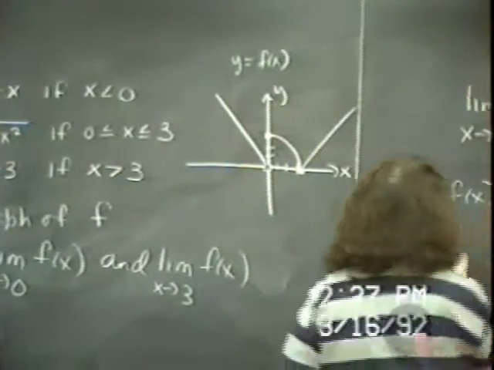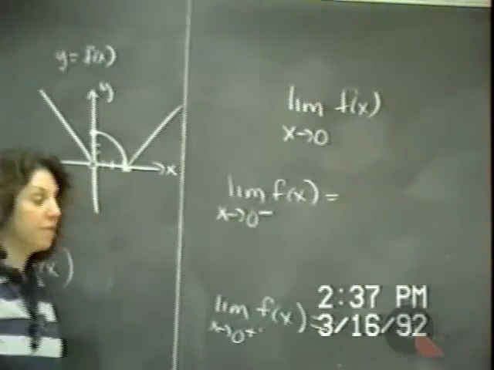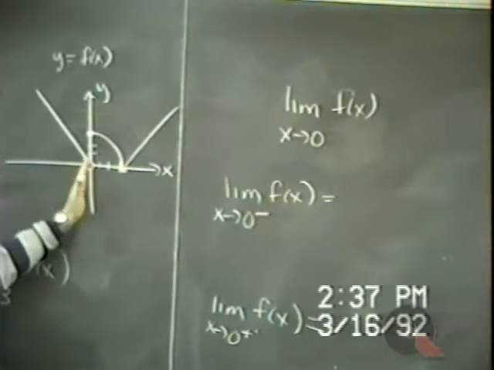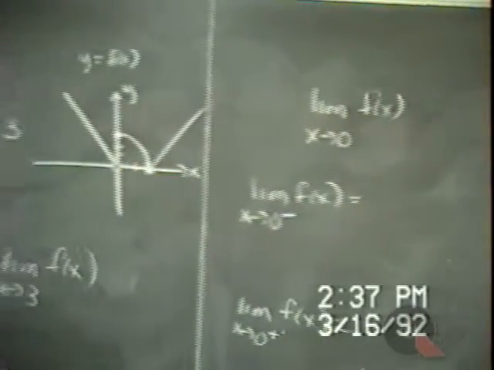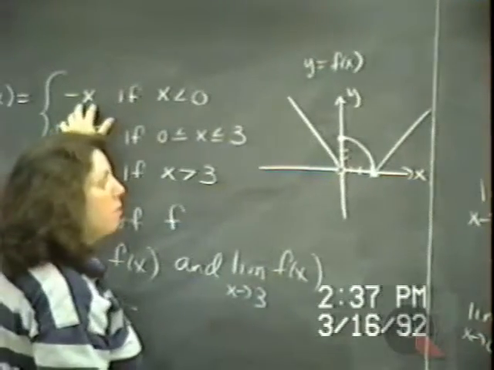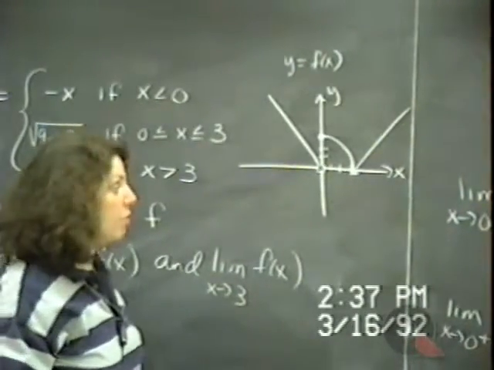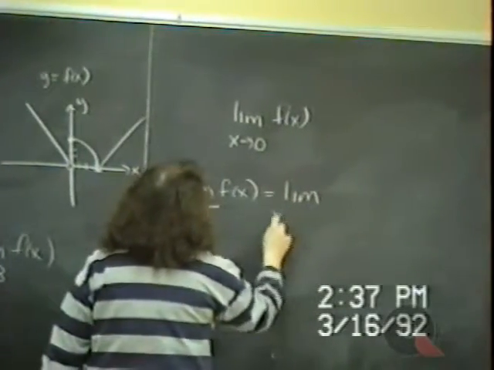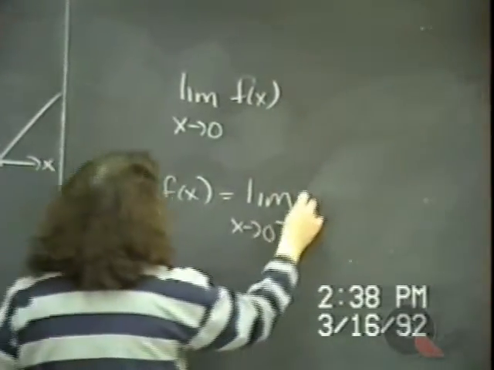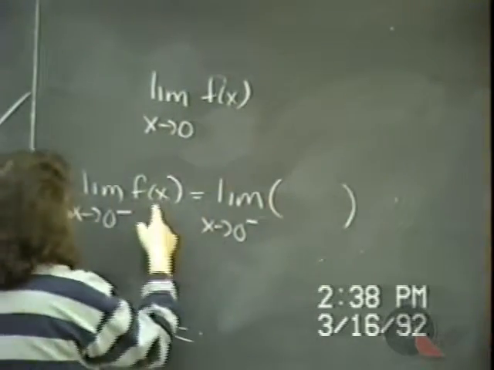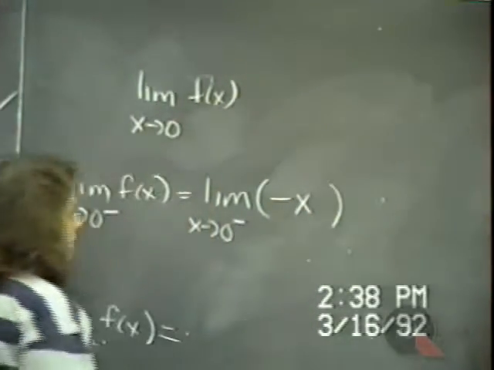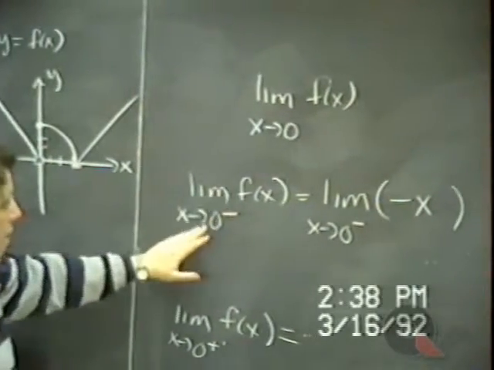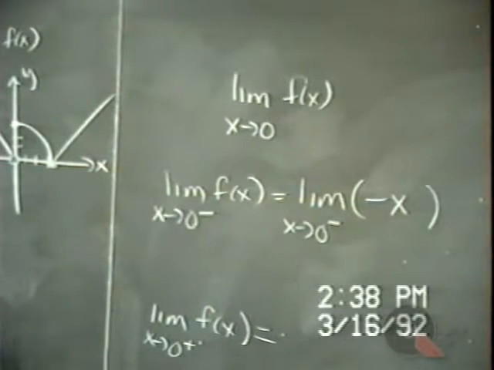Now, as you approach 0 from the left, you are to the left of 0. You are less than 0. Well, if you're less than 0, then the function is supposed to be minus x. And that's what we do. We're over here. We're going to say the limit as x approaches 0 from the left. In this case, the function is minus x. Okay, let's say we didn't even have the picture. We want the limit of f of x as x approaches 0 from the left.